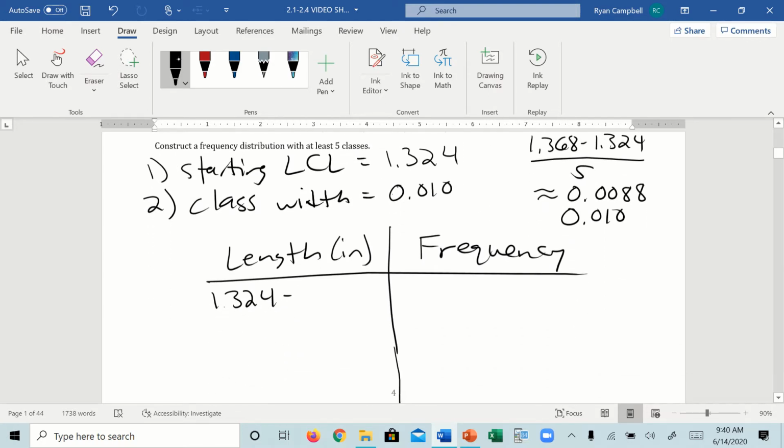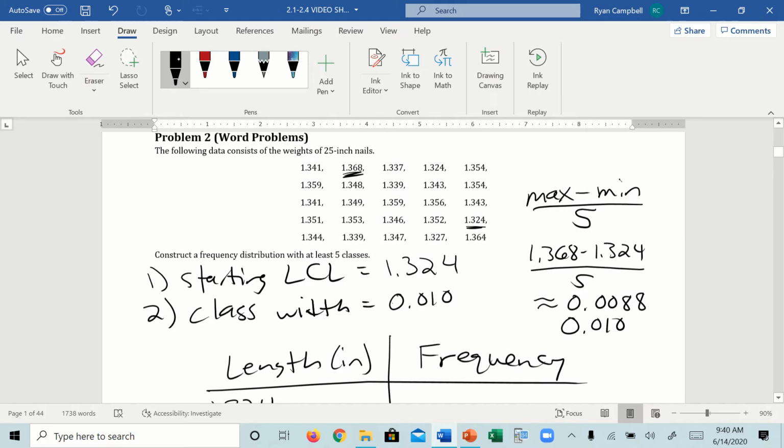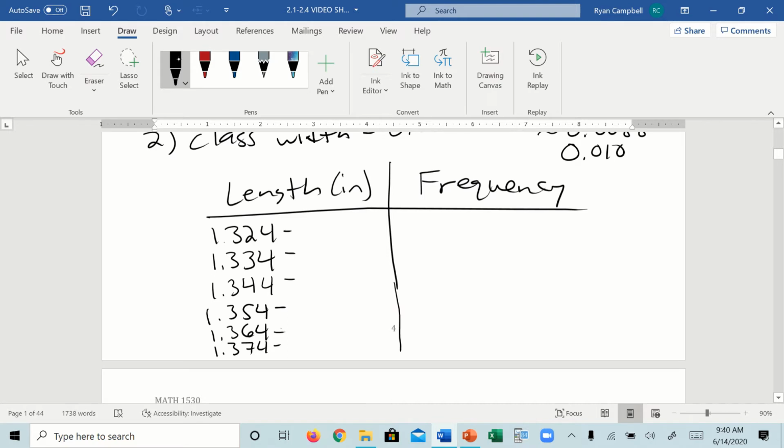Now remember, the next step is we go down. So 1.334, 1.344, 1.354, 1.364, 1.374, right? And at what point do we stop? Remember we said our biggest number is 1.368. So is there going to be any of them in the 1.374? No, there will not be, right? So do we have 5? 1, 2, 3, 4, 5. Perfect.